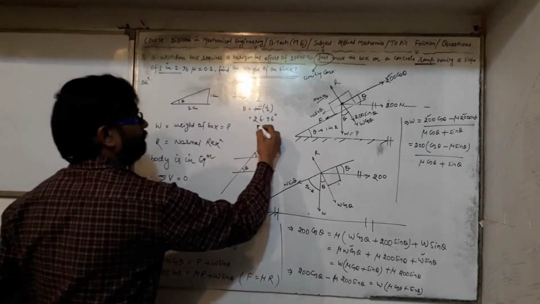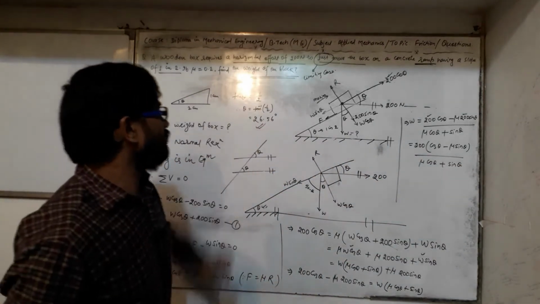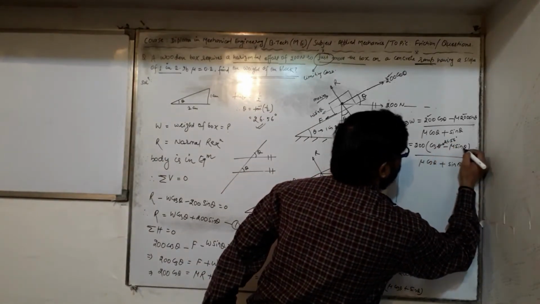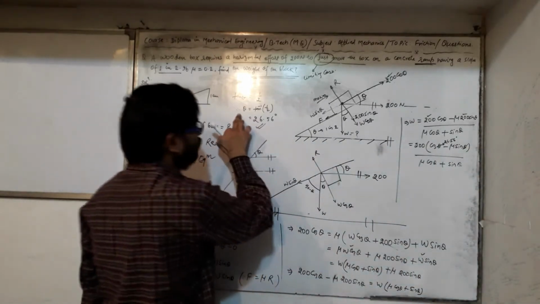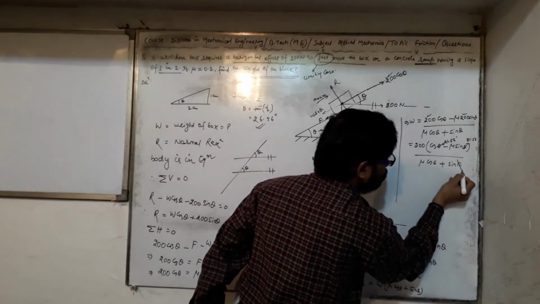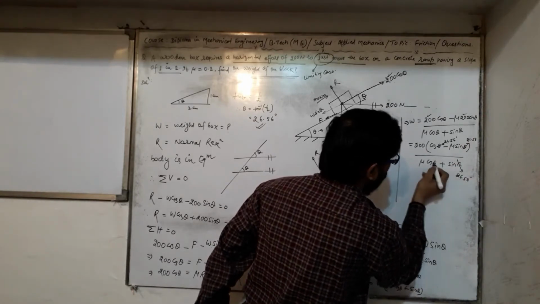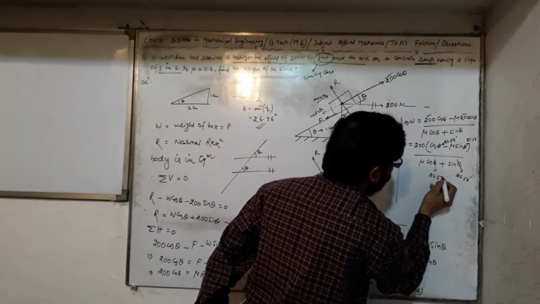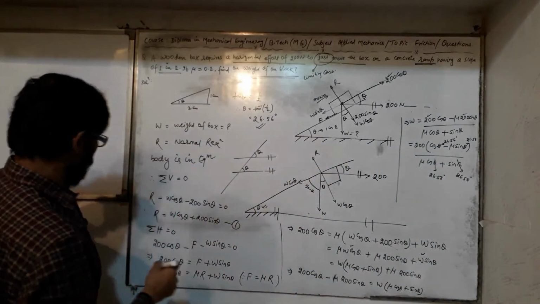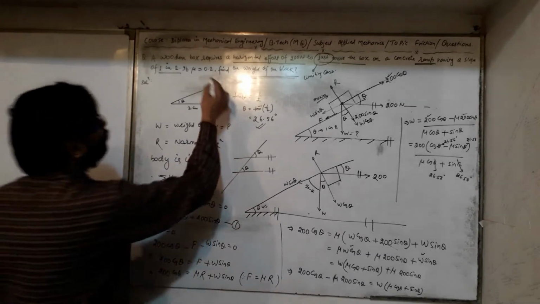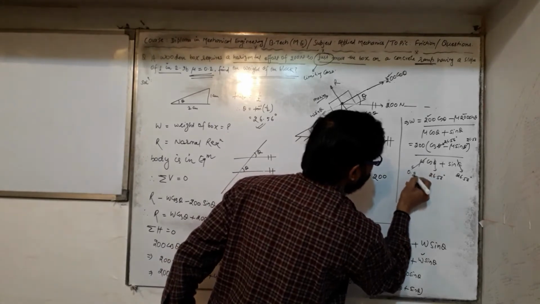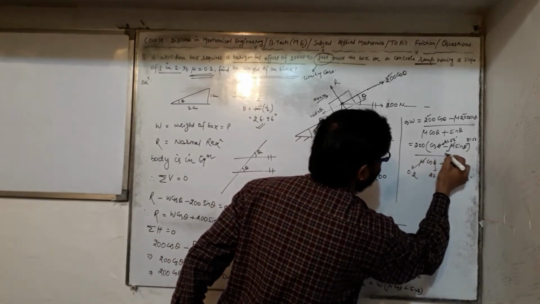Now we have got the value of theta as 26.56 degree. Sorry, theta is 26.56, here it is also 26.56 degree, and here it is also 26.56 degree. And mu value is how much? It is given here as 0.2. So here also the mu value is 0.2.